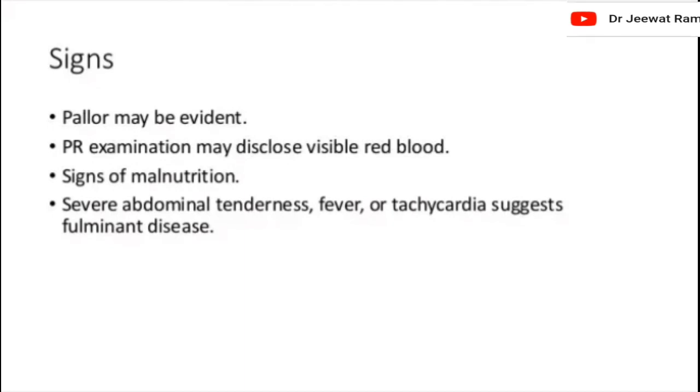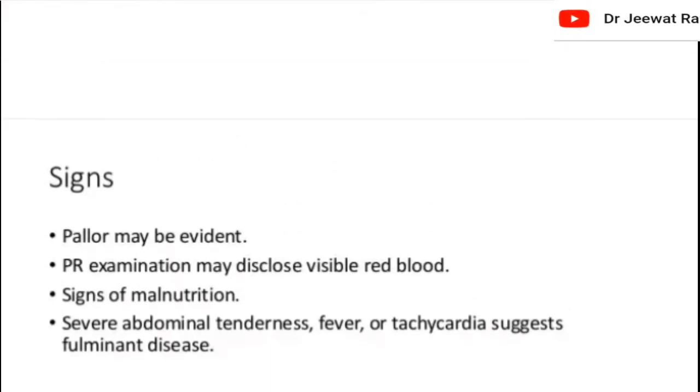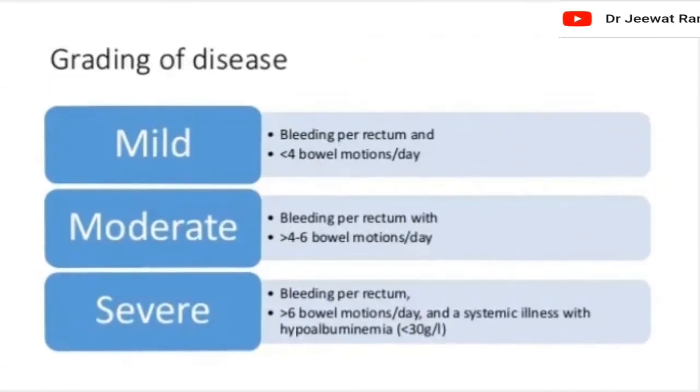Signs of ulcerative colitis. Pallor may be evident. Rectal examination may disclose visible red blood. There may be signs of malnutrition. Severe abdominal tenderness, fever or tachycardia suggests fulminant disease. Grading of disease. Mild: bleeding per rectum and less than 4 bowel motions per day. Moderate: bleeding per rectum with 4 to 6 bowel motions per day. Severe: bleeding per rectum with greater than 6 bowel motions per day, in a systemic illness with hypoalbuminemia, less than 30 grams per liter.